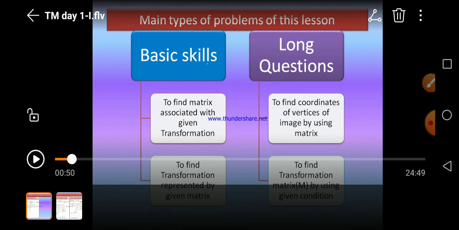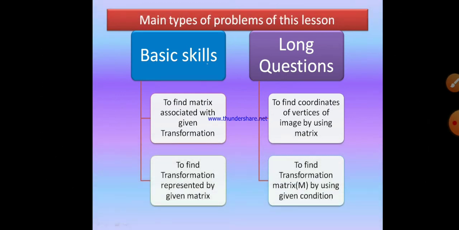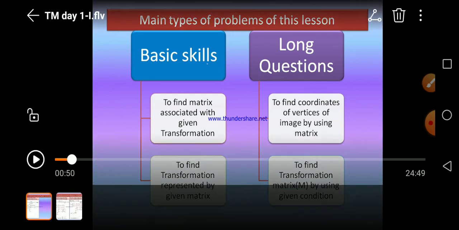So you can see here the main types of problem of this lesson. I have categorized them into two categories. One is under basic skills. Mainly two important skills you are going to learn in this lesson. One is to find the matrix associated with given transformations. We are already familiar with different types of transformation and combined transformations. So we know the formula in terms of coordinates, how the image will form.